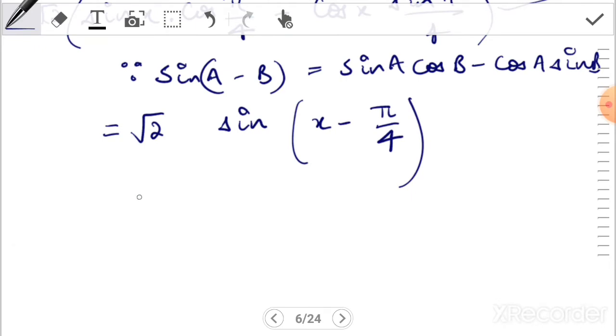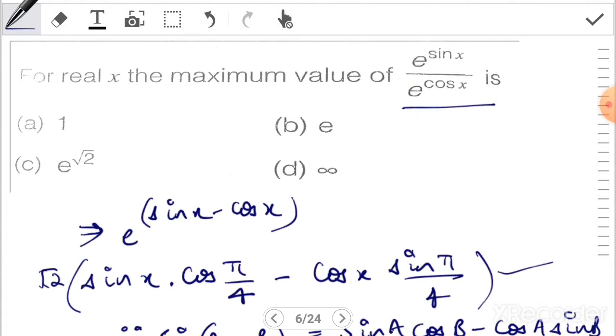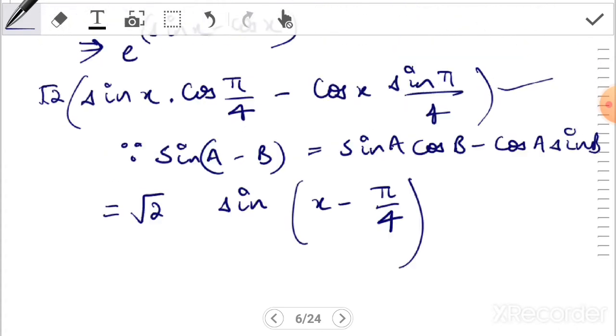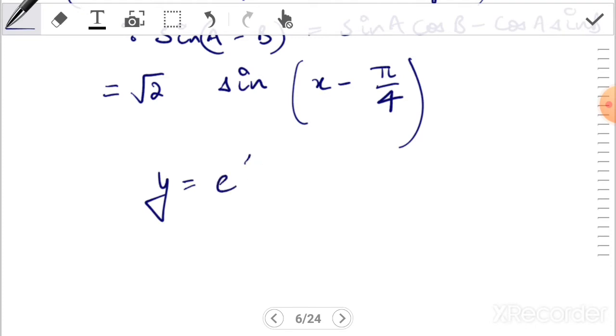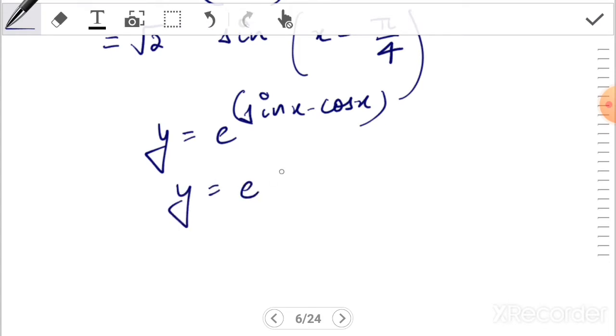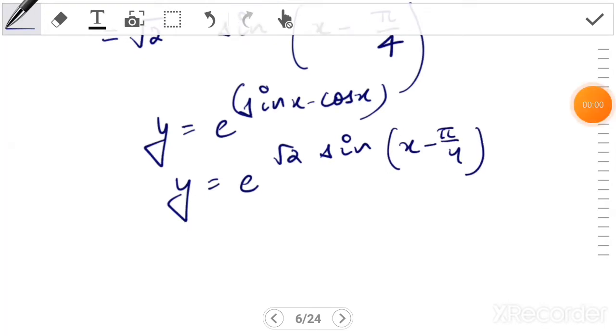And the original problem was, let's say, y is equal to e power sin x minus cos x. So we can replace this with this. So we have e to the root 2 sin x minus pi by 4. For y to be maximum, this should be maximum. This result is maximum when the sine function is maximum, which is plus 1.